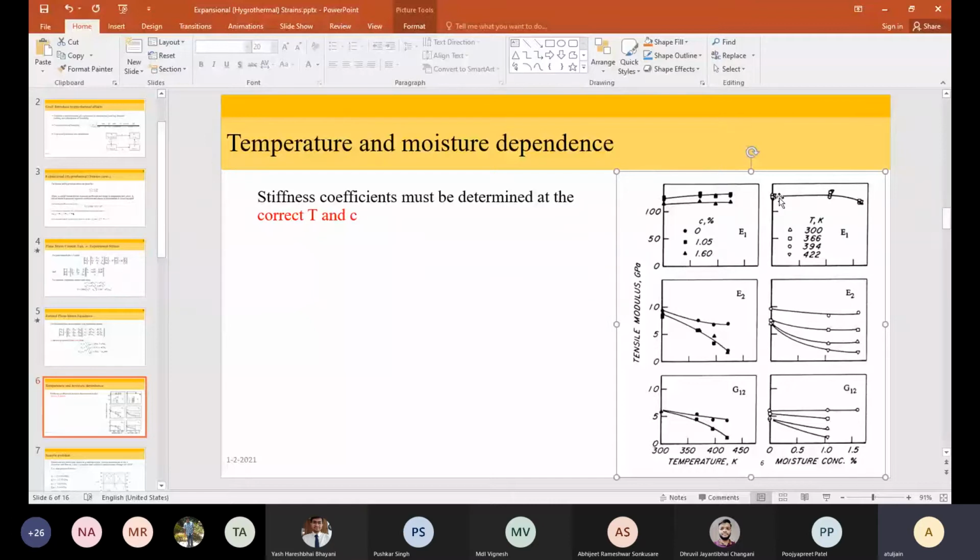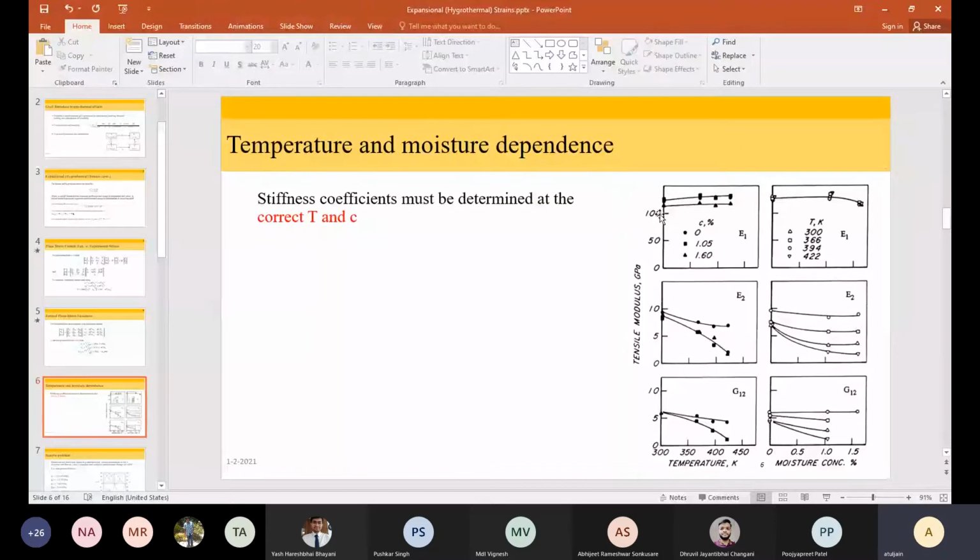Young's modulus E1 does not seem to depend so much on temperature, but Young's modulus in the two direction depends a lot on the different temperatures. Don't look at the numbers seriously, because I think this is meant to be an illustrative example of how the charts look and how the stiffness coefficients depend on the temperature.